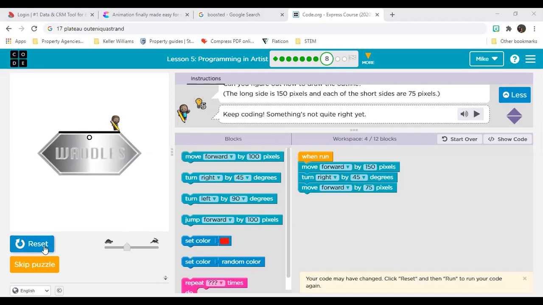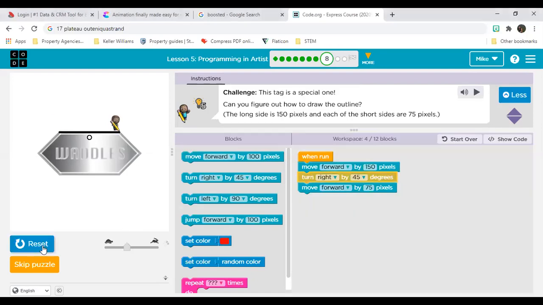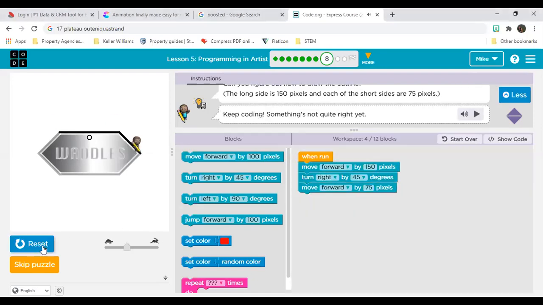And then let's reset and run. Look at that. Bless, remember, we have to think about which direction our character is moving in before we decide if he is going to turn left or turn right.